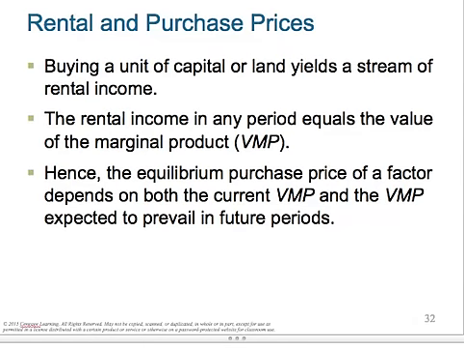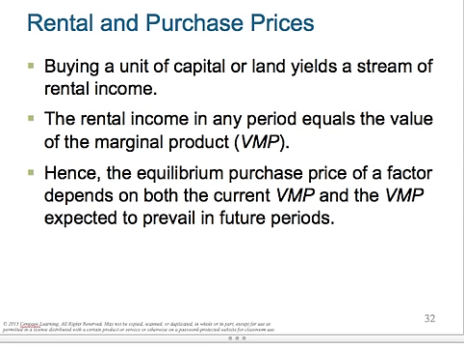Now, rental and purchase prices. Buying a unit of capital or land yields a stream of rental income. Okay? The rental income in any period equals the value of the marginal product of labor. Okay? What income do I get from renting this land or capital? Is my value of marginal product of labor. What do I get by producing one more unit because I now have the rights to use this capital or this land to produce my goods?